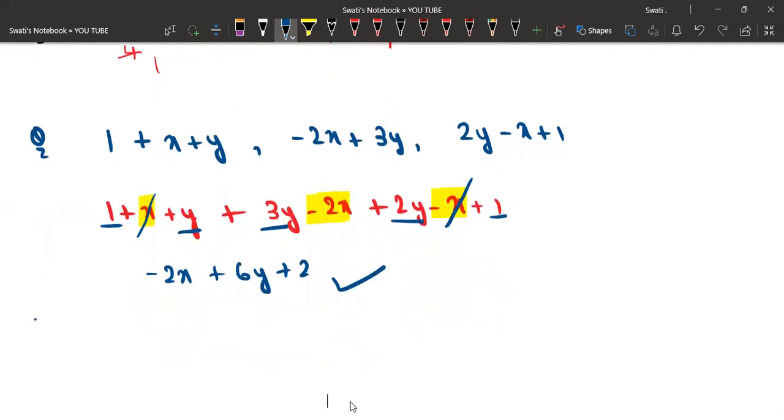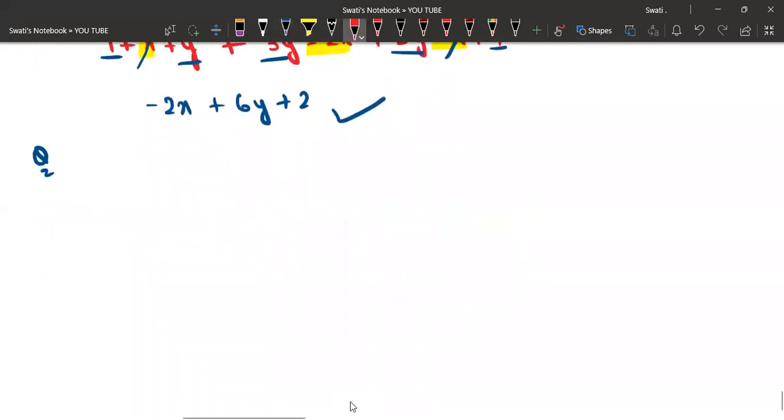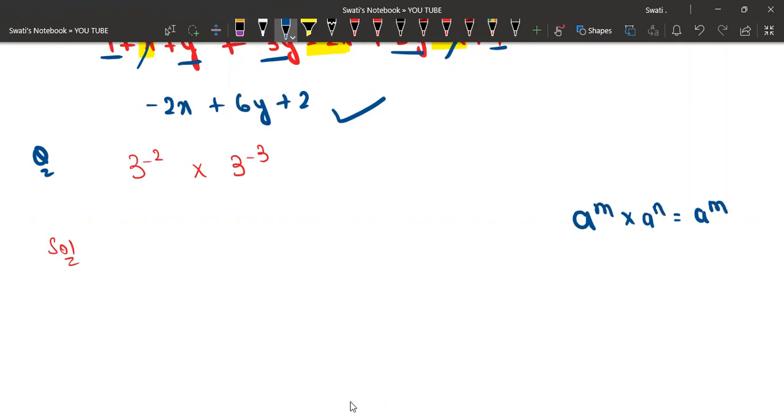So in the next question, this question is based on exponent, laws of exponent, I can say. So you need to simplify 3 raised to minus 2 times 3 raised to minus 3. So here again, I'm going to use the same law, that is a raised to m times a raised to n will be a raised to m plus n. So using this law, this will become 3 raised to minus 2 plus minus 3, right? So this will become 3 raised to minus 2, plus into minus is minus 3, and this will become 3 raised to minus 5. Because minus 2 minus 3 is minus 5, because we have the same sign, and if we have the same sign, it gets added, okay?